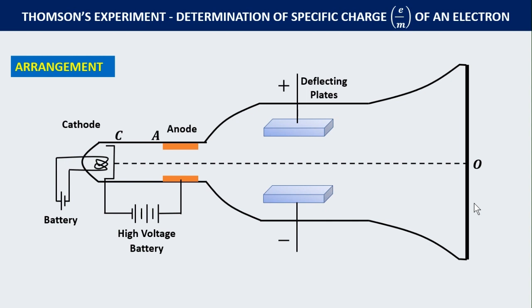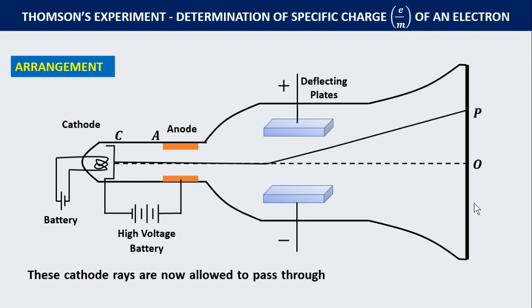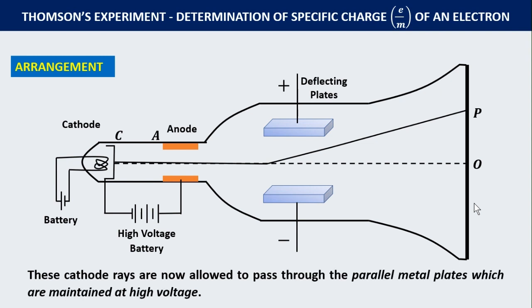Here you have a deflecting plate given a high voltage. The positive plate is on the top and the negative plate is at the bottom. Because of this electric field, the electrons are attracted towards the positive plate and it hits the screen at P. These cathode rays are now allowed to pass through the parallel plates which are maintained at high voltage.